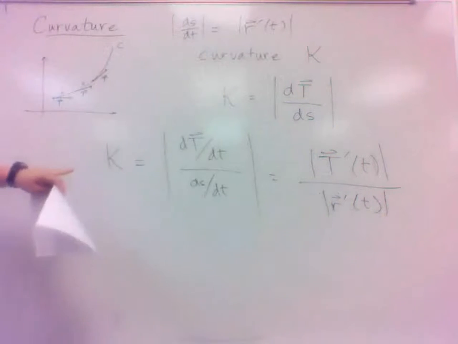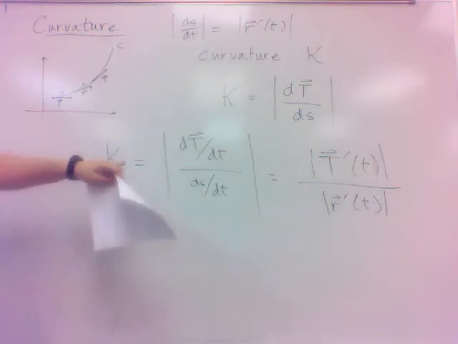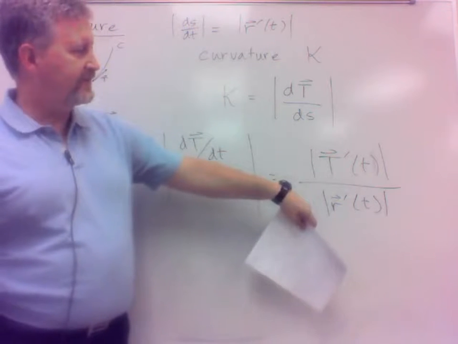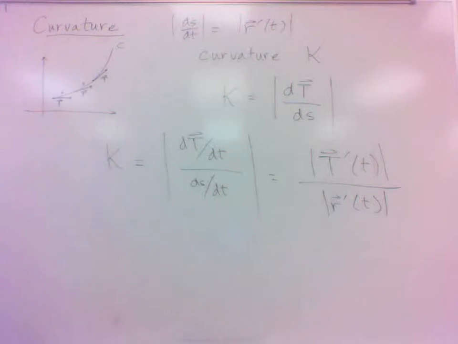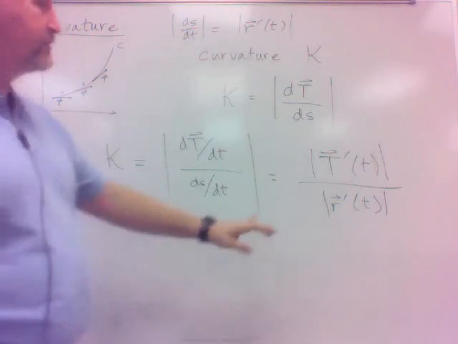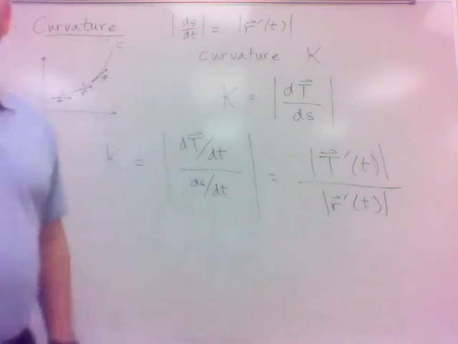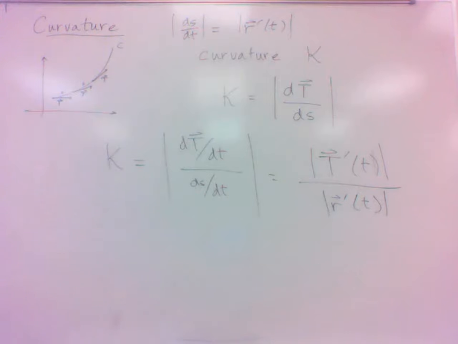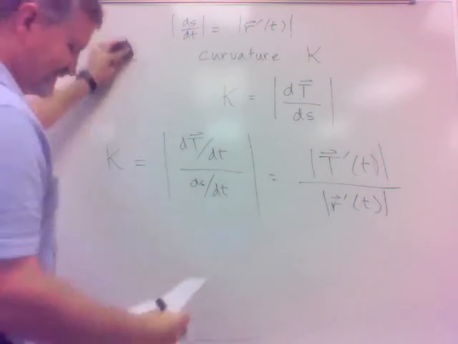So the curvature, kappa, is the magnitude of the tangent vector derivative divided by the magnitude of just the regular derivative vector. Which is still a little calculating, but not too bad.